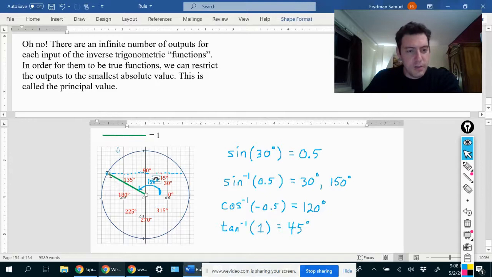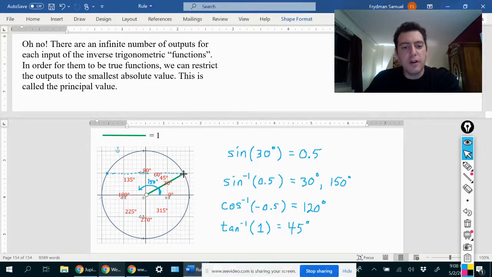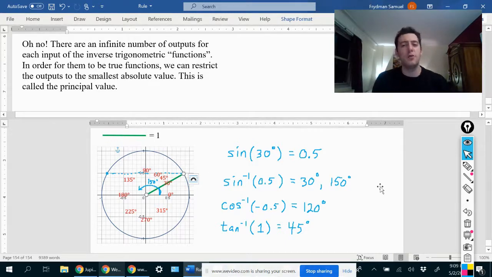Well, let's see. Let me keep moving this around. That's not 0.5. Over here, that would be negative 0.5. That's no good. We're looking for 0.5. Over here, this again is negative 0.5. No good. And aha, right over here, the y-coordinate is 0.5. So we found another one.